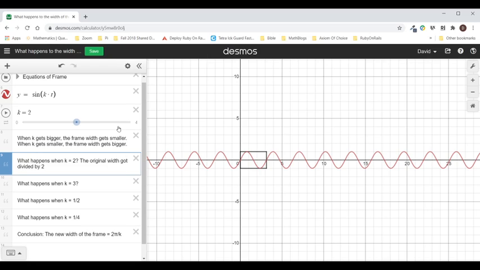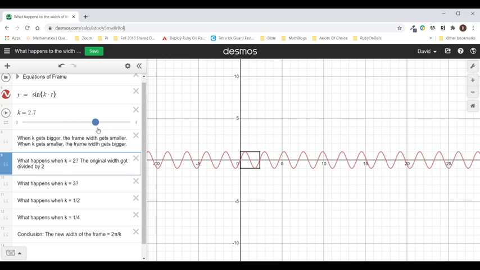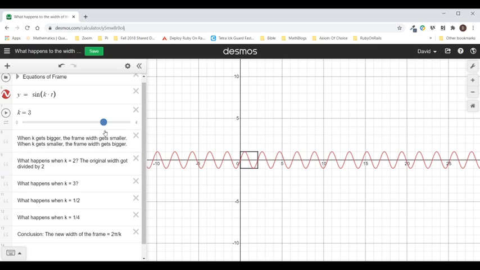What happens when k equals 3? Let's go like this. We're going to go over to k equals 3. You can see this thing. In fact, you can see that it now goes one period, another period, another period. It now goes through 3 whole periods from 0 to 2 pi, right? So what happens is the width of the frame got divided by 3. So putting a k there that was equal to 3, the original width got divided by 3.